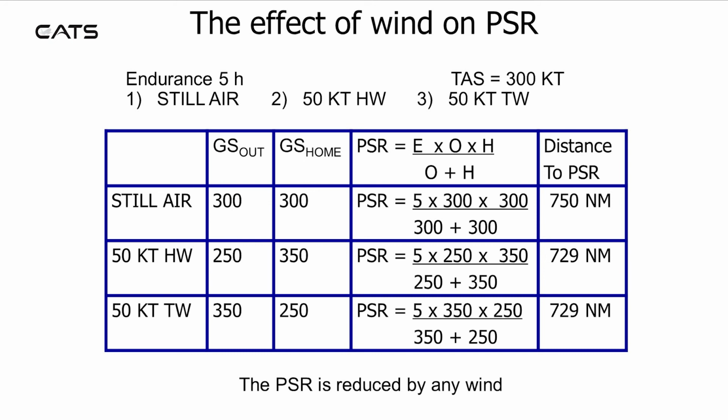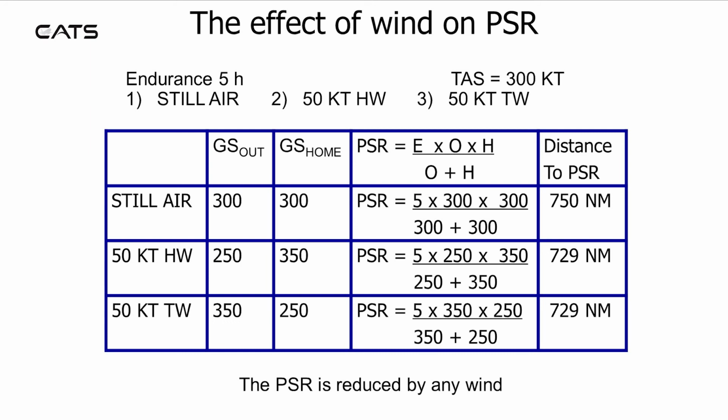In still air, substituting into the formula, E, which is endurance, is 5 hours, multiplied by the ground speed out and multiplied by the ground speed home, which in still air is 300 and 300. This is all divided by the ground speed out plus the ground speed home, which is 300 plus 300. Using a calculator, the distance to the PSR is 750 nautical miles.